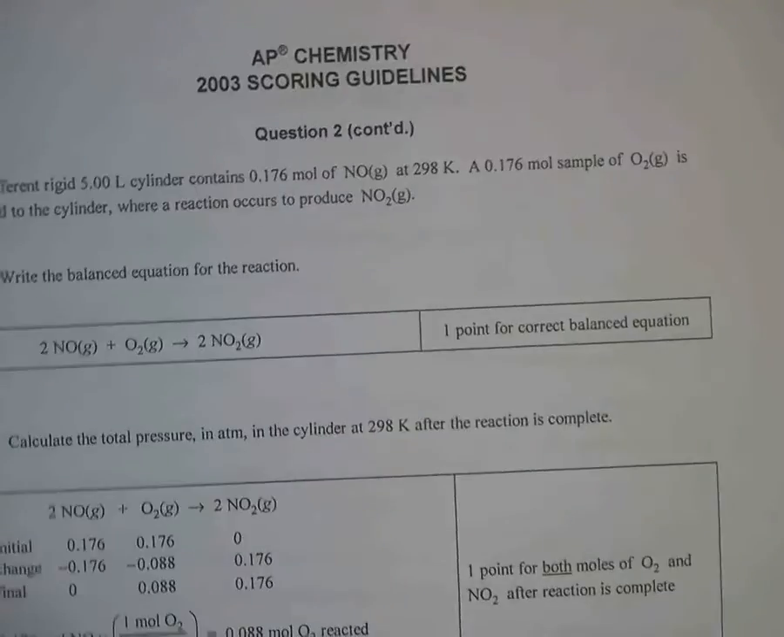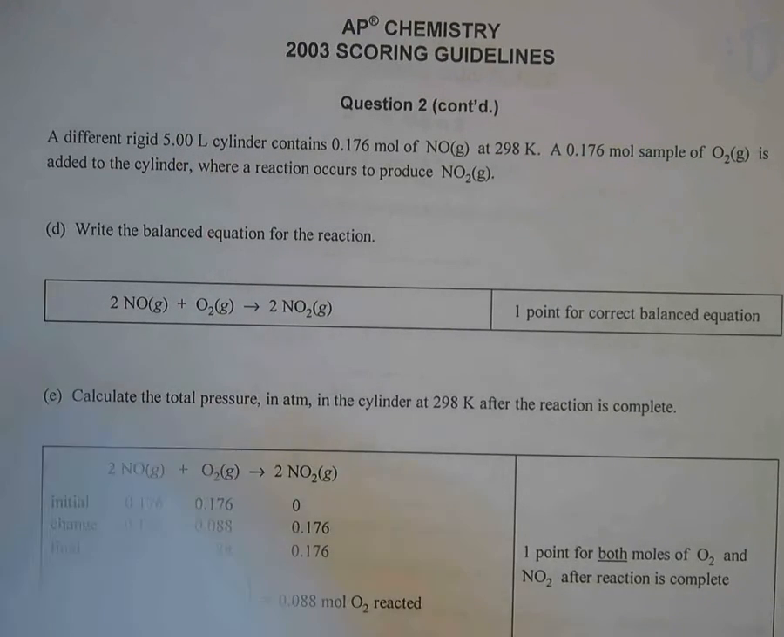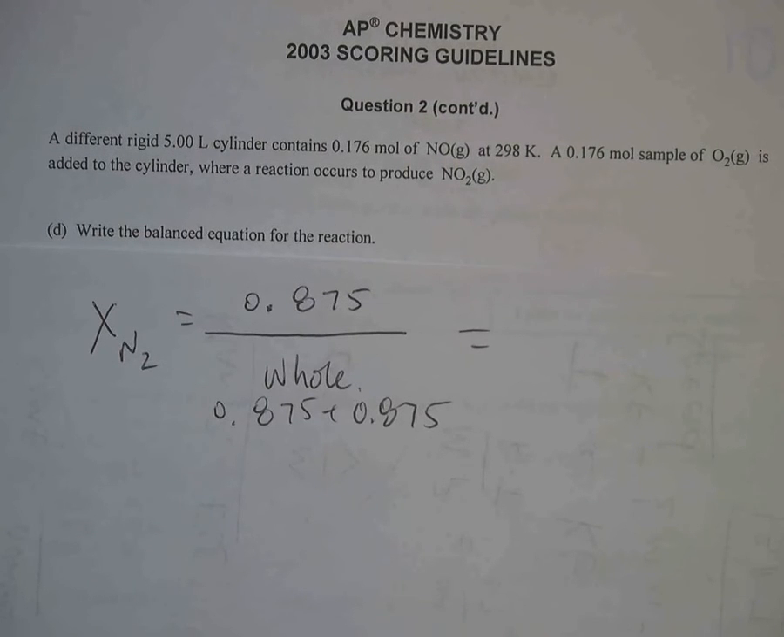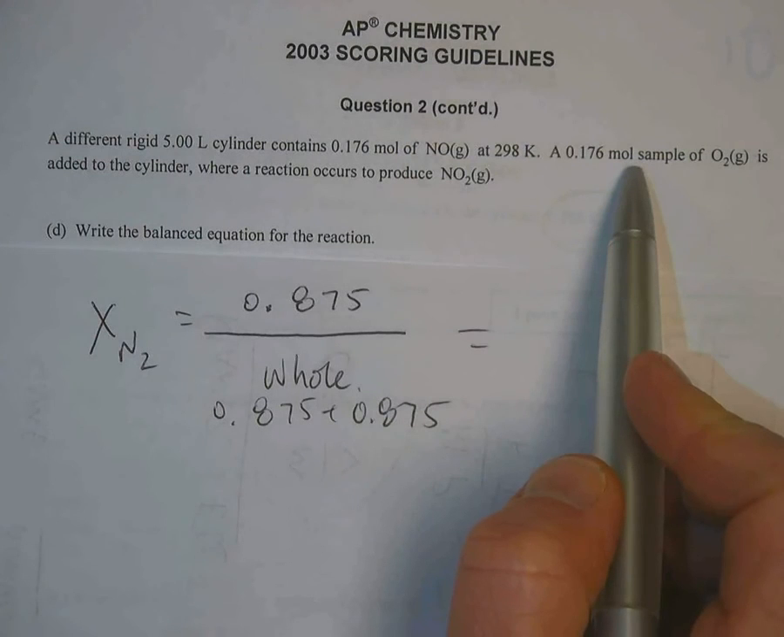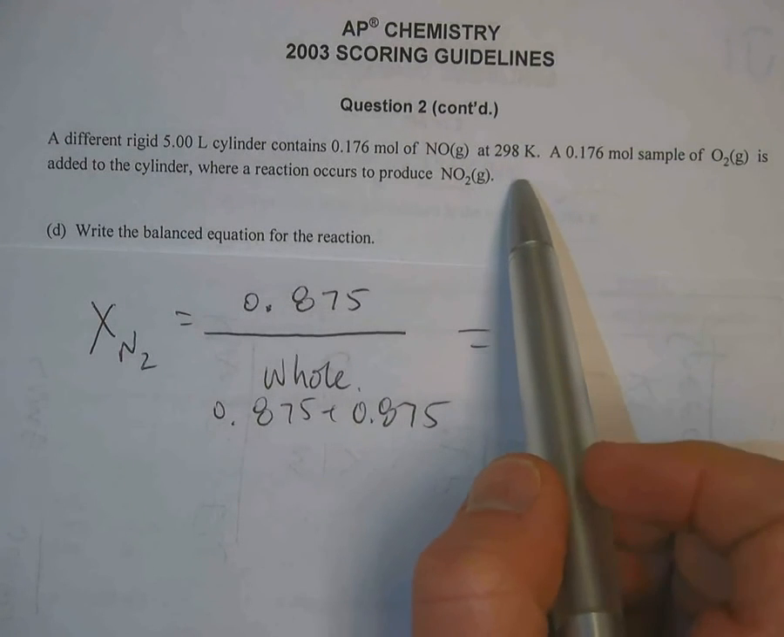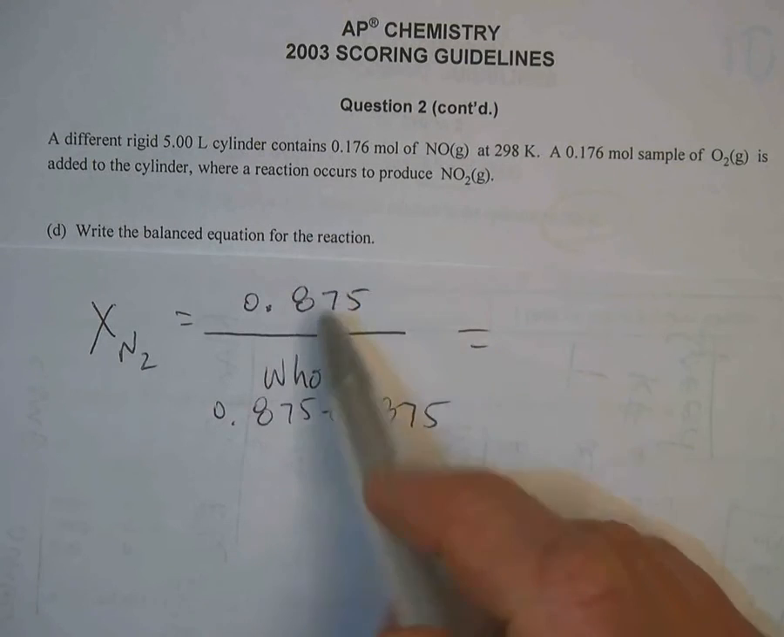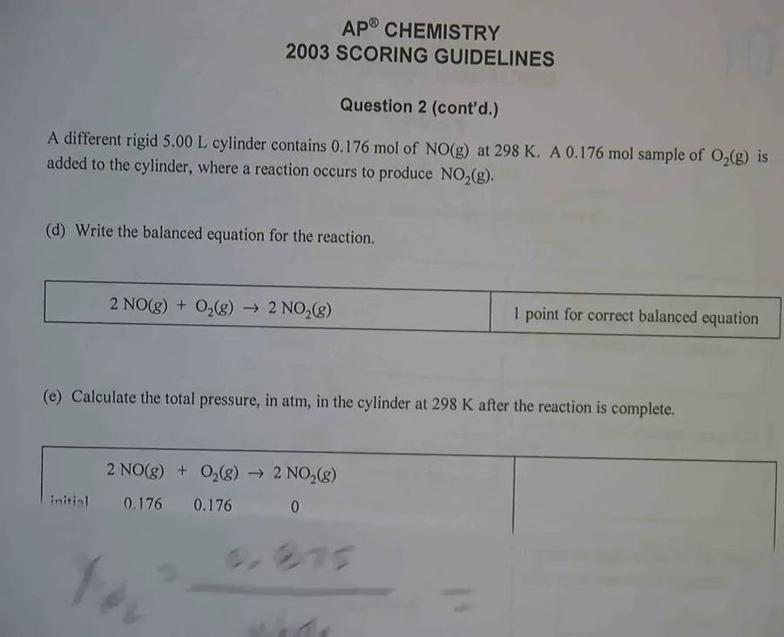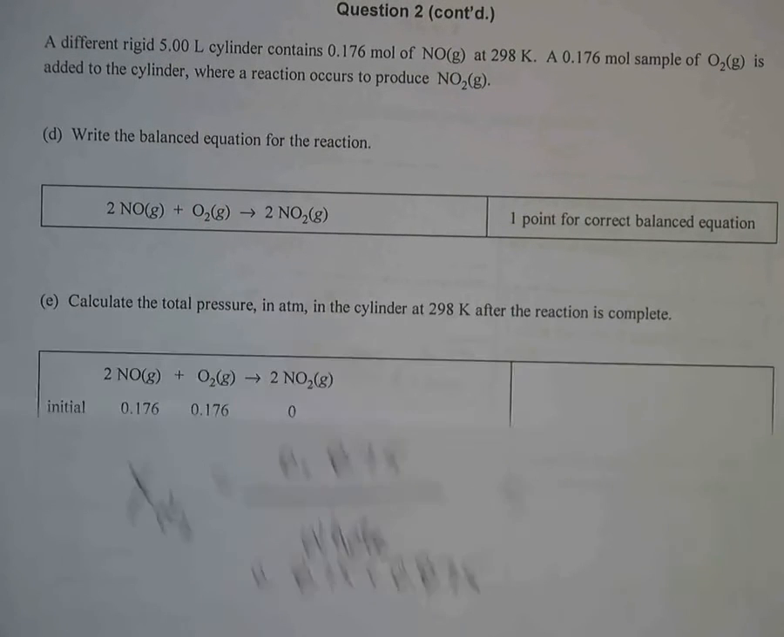A different rigid container contains 0.17 moles of nitrogen and 0.17 mole sample of oxygen. Notice, same number of moles. Okay? At 298, it's added to the cylinder, and assuming that we're going to produce NO2, it says write the balanced equation. There's the balanced equation of what we're going to form, not really a gas laws problem.